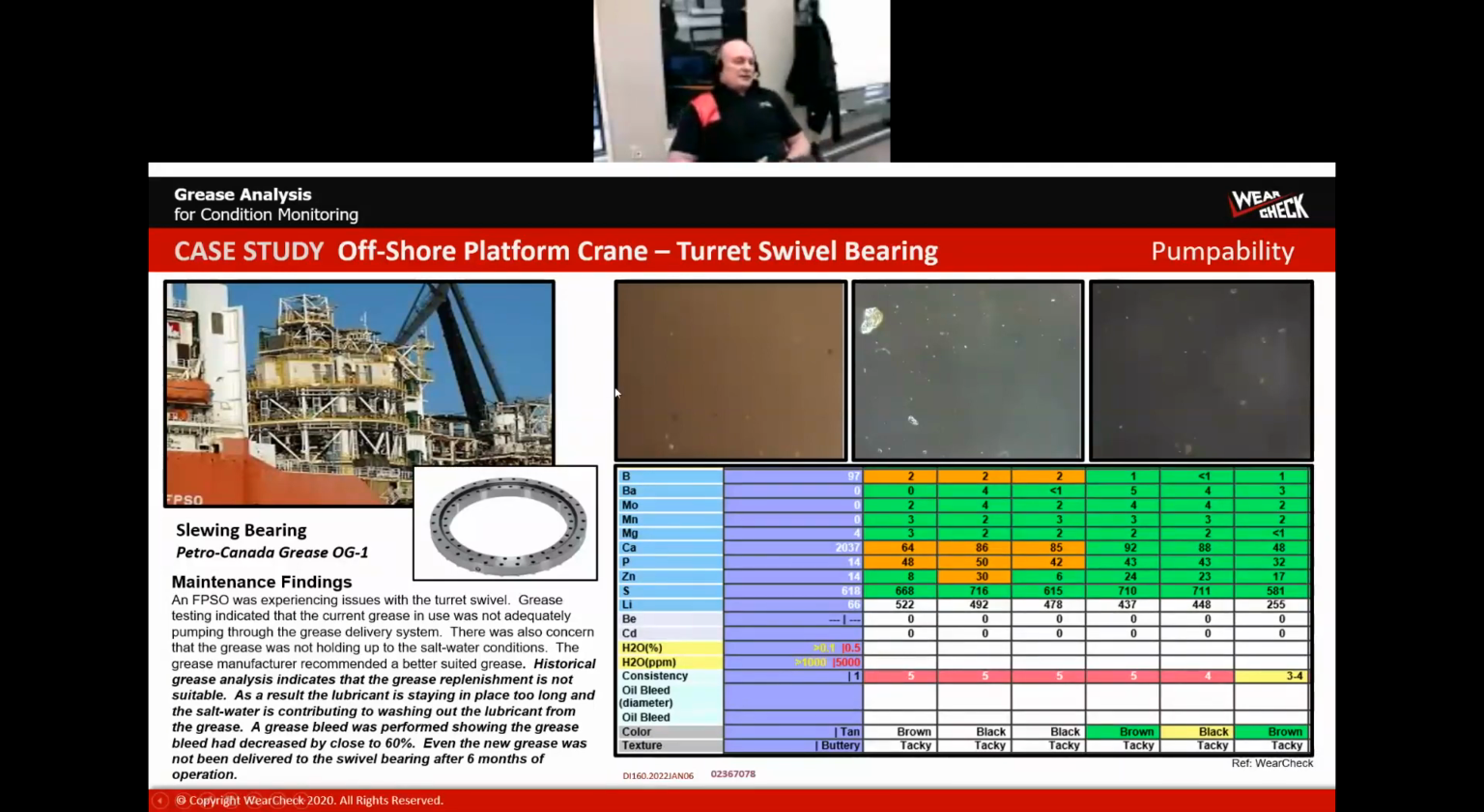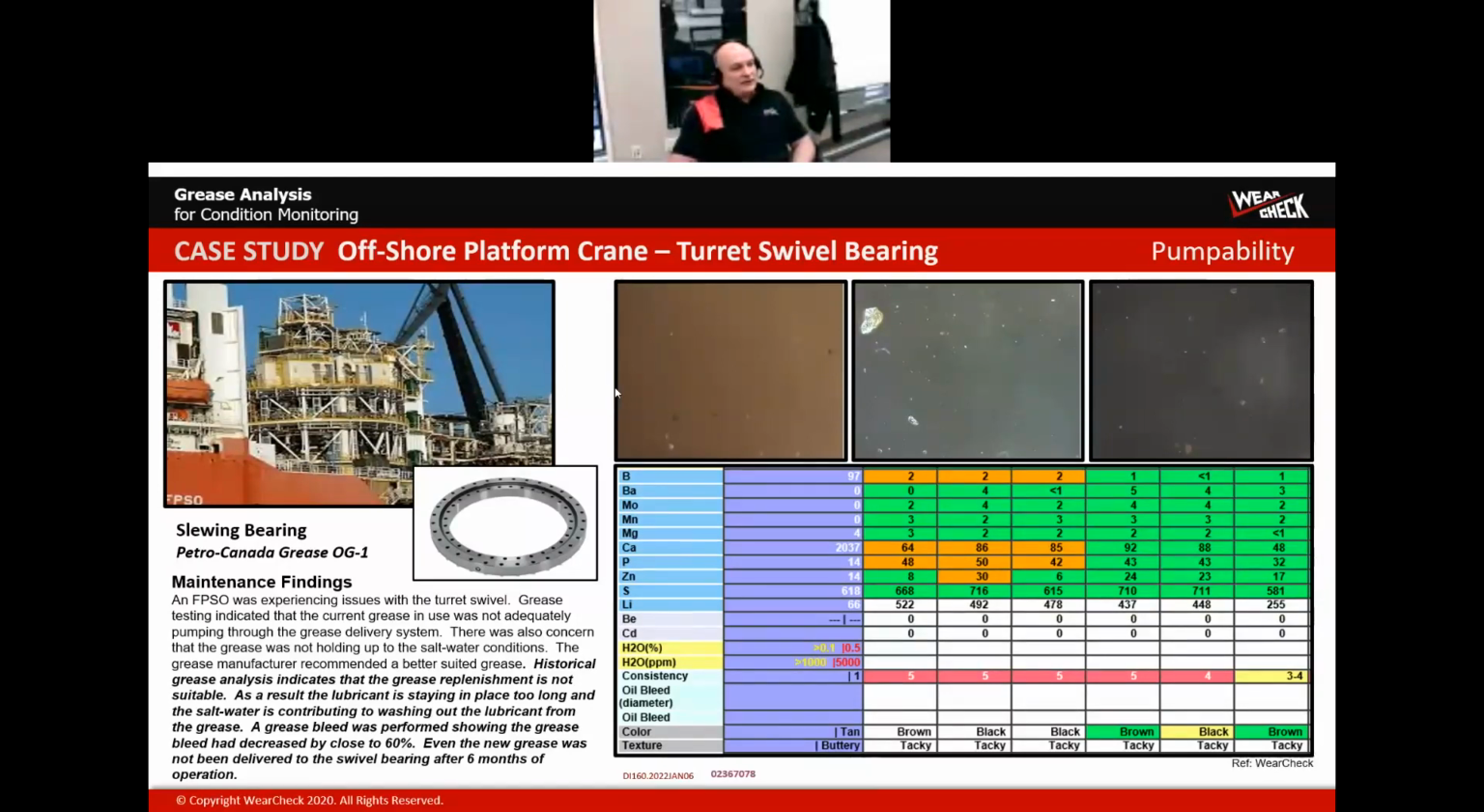So looking at consistency and looking at the elemental analysis, when we put this together in a case study, we've been doing a lot of work with greases in turret swivel bearings. This is a slewing bearing that comes off of the actual turret on an FPSO or a floating platform out there in the Atlantic Ocean, drilling for oil.